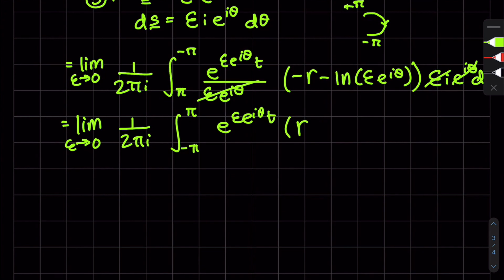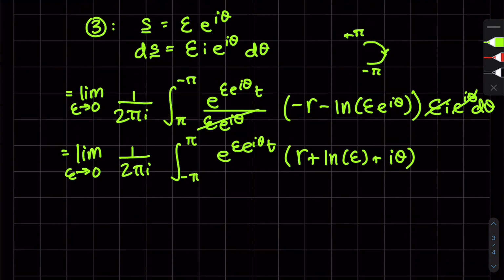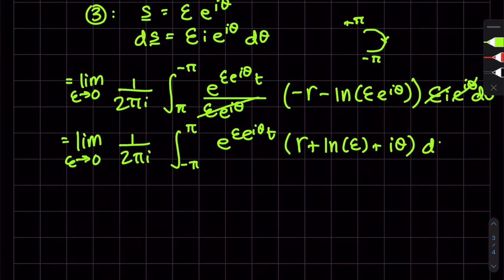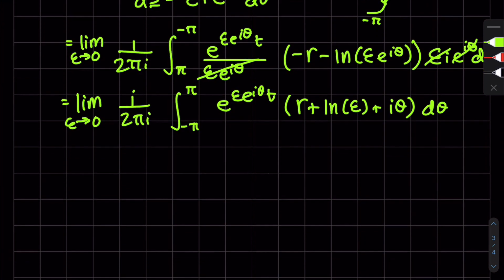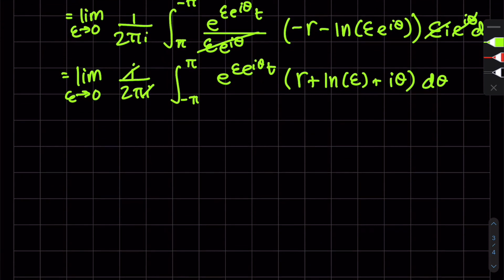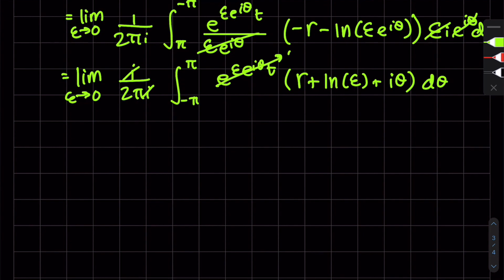That's really helpful because it's going to cancel many things later. We have natural log of epsilon plus i theta, and we have a d theta right there. And the i we can take out, which cancels with the denominator. In the limit, this will go to 1.